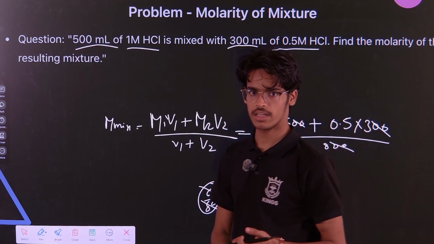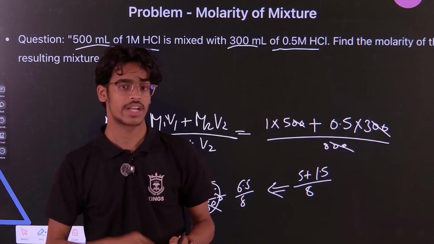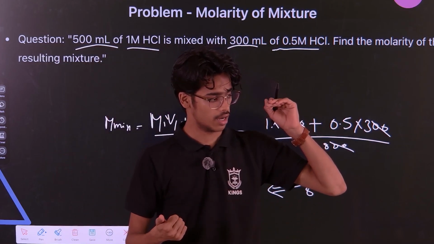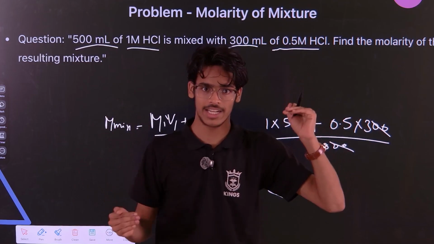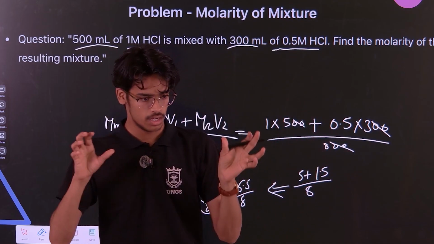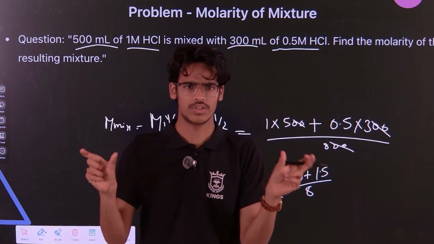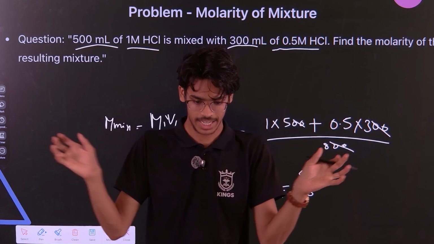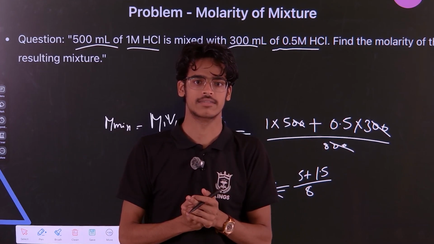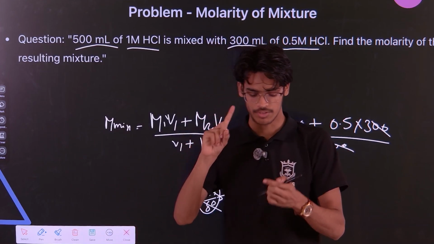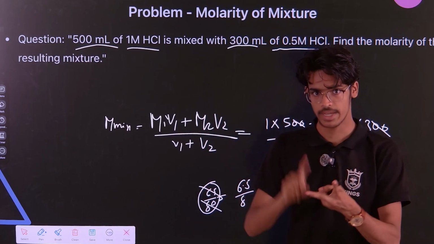So what is molarity? Number of moles per unit volume. What happens in dilution? Sir, the volume increases and the molarity decreases. What happens in a mixture? The number of moles of the solute get added, the volume also gets added. Now make sure to remember the formula for dilution and the formula for mixture.